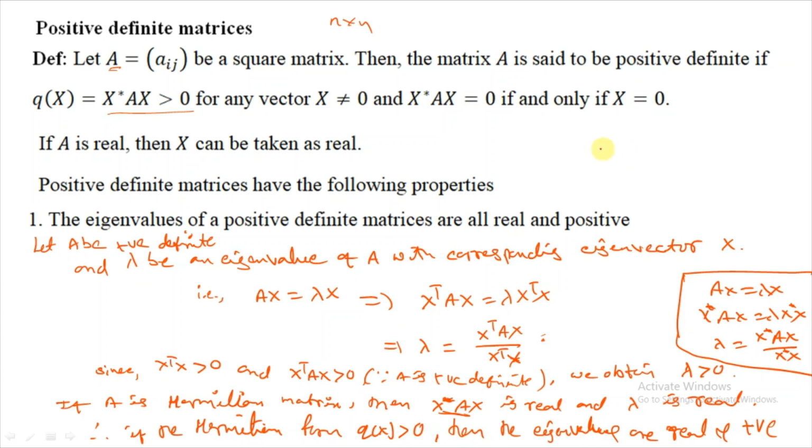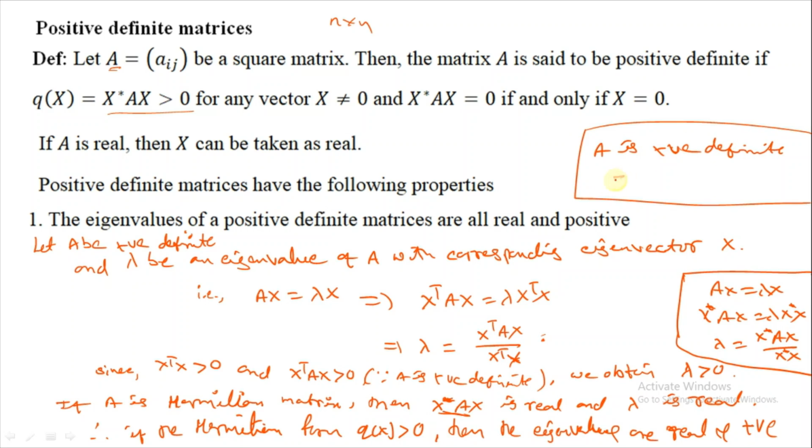You can remember that A is positive definite if and only if the eigenvalues are positive. If the eigenvalues are positive, you can say A is positive definite. If A is positive definite, all eigenvalues are positive.